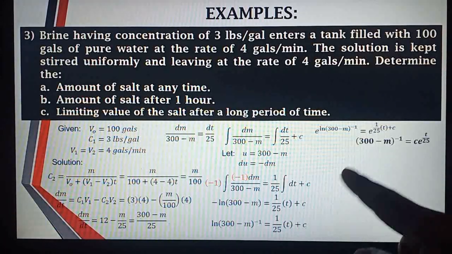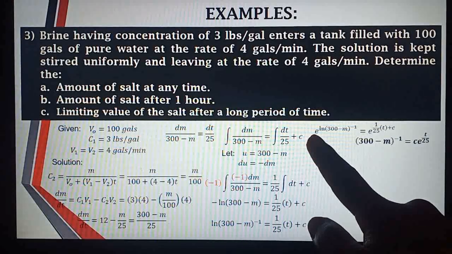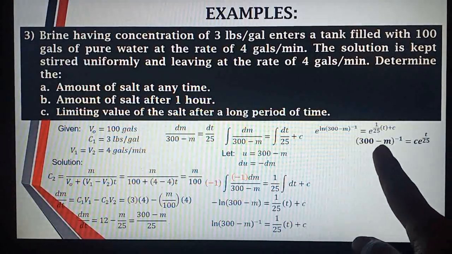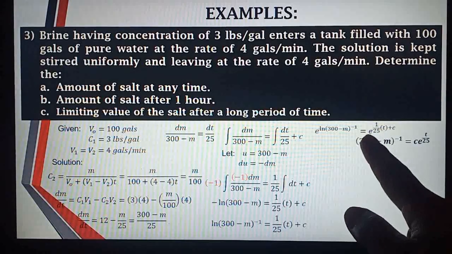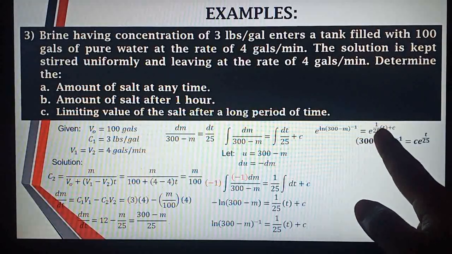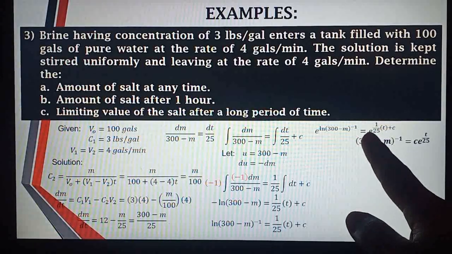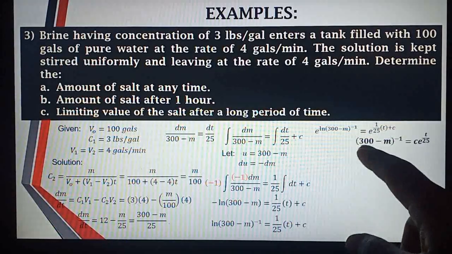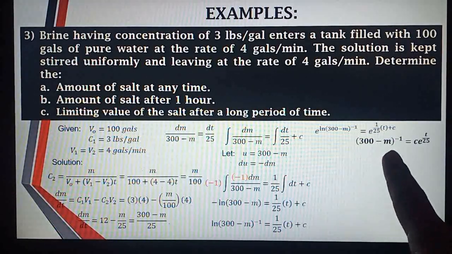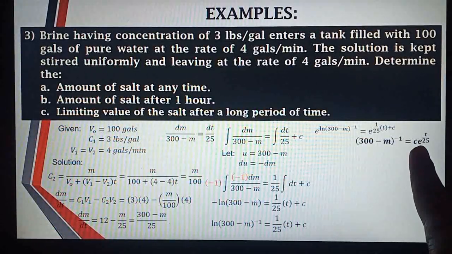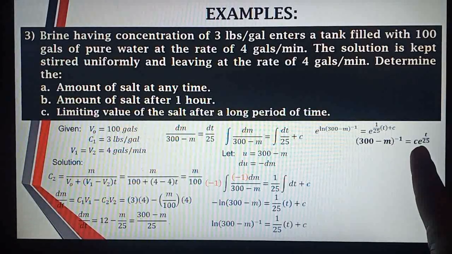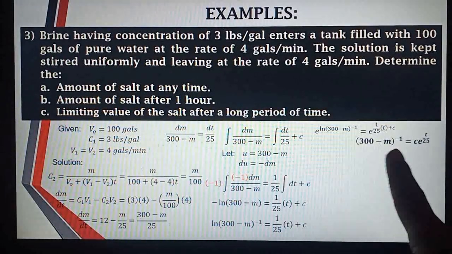Then again, katulad nung kanina, makakancel si e raised to ln. So you will now have 300 minus m raised to negative 1. Then this side, magiging e raised to 1 over 25 multiplied to t. Then multiplied to e raised to c, wherein e raised to c is our arbitrary constant which can be simplified into c. Kaya naging c e raised to t over 25. Now this is our general solution.